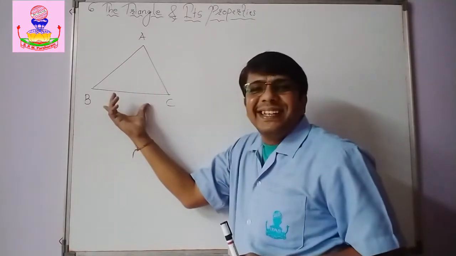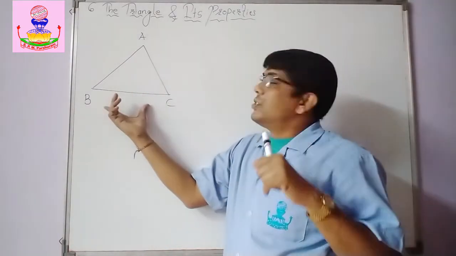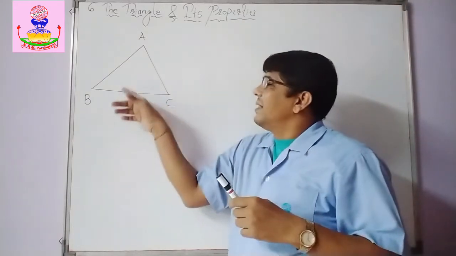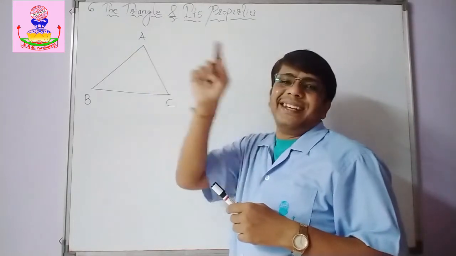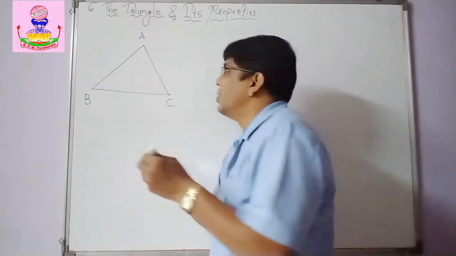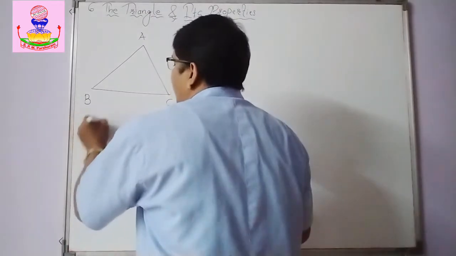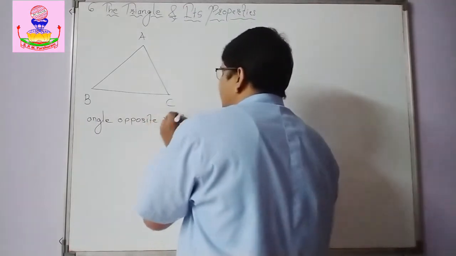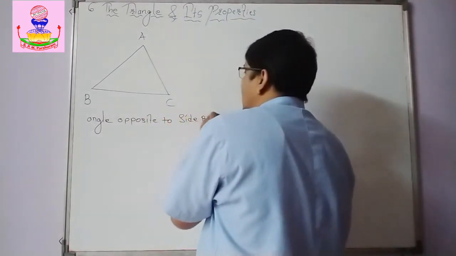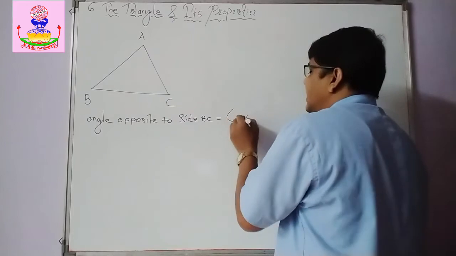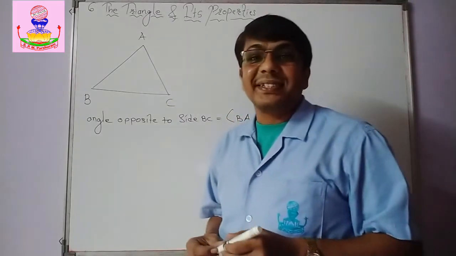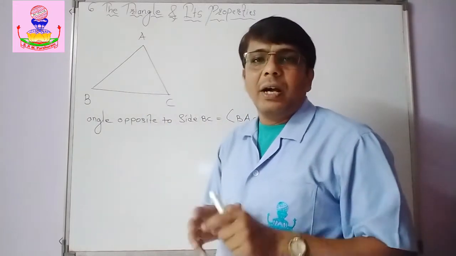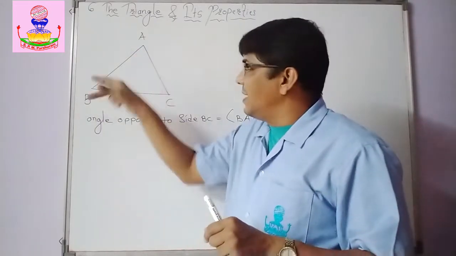See here, this is side BC. Which is the angle opposite to side BC? हाँ, yes, exactly. इसके सामने वाला एंगल कौन है? एंगल A, that is angle BAC. So the angle opposite to side BC, कौन है वो? एंगल BAC. Now the angle opposite to segment AB. उसके सामने वाला एंगल कौन है?